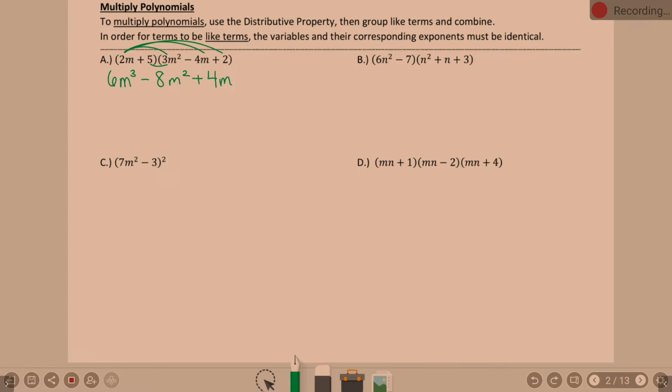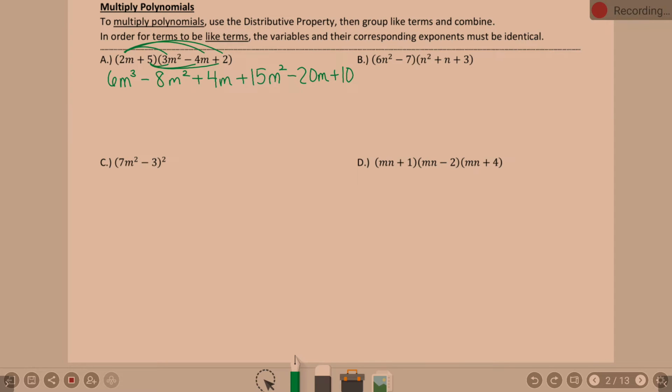Repeat the process with the 5. 5 times 3m squared is plus 15m squared. 5 times minus 4m is going to be minus 20m. And 5 times 2 is plus 10. Do you get to stop there? Simplify. There's probably some like terms you can add. Not guaranteed, but most likely.